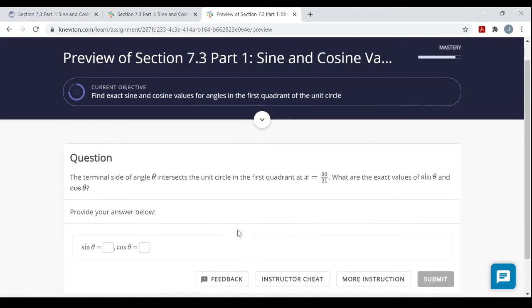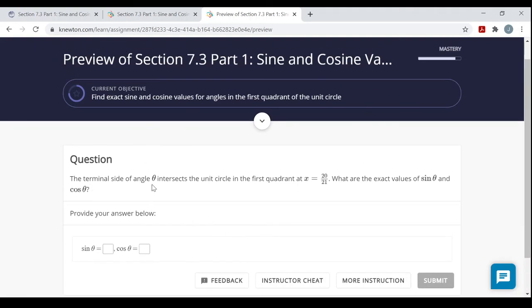All right, and then this one here. Terminal side of an angle theta intersects the unit circle in the first quadrant at x equals 20/21. This is pretty similar. All right, x equals 20/21, and I don't know the value of y. And now if this is the x-coordinate of the point on the unit circle, all right, it says it's on the unit circle, then this is the cosine. The cosine would be 20/21. And then just like earlier, I would find the y-coordinate using the Pythagorean theorem, just like the previous example.